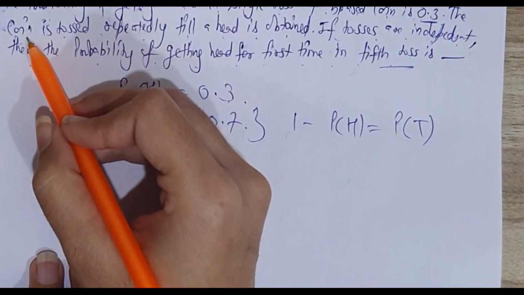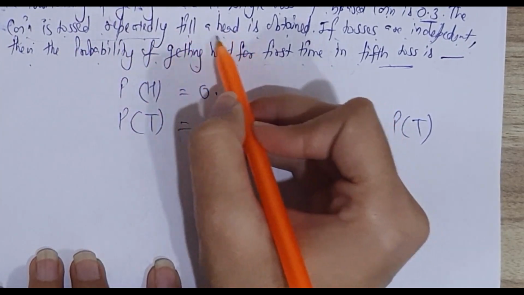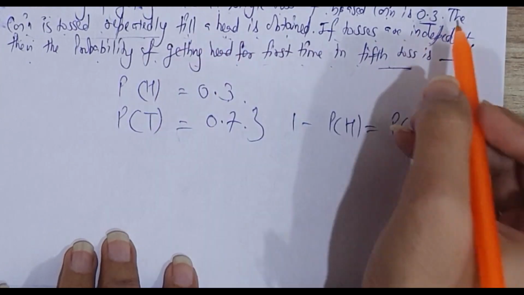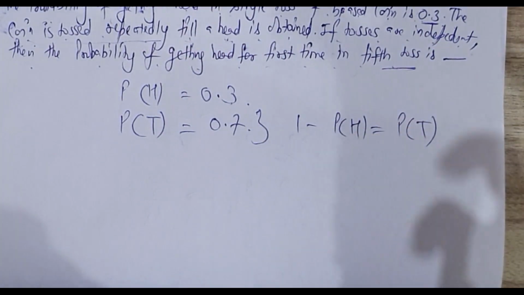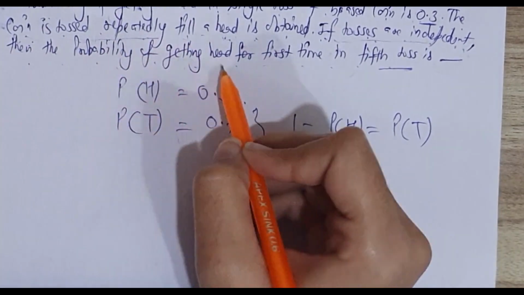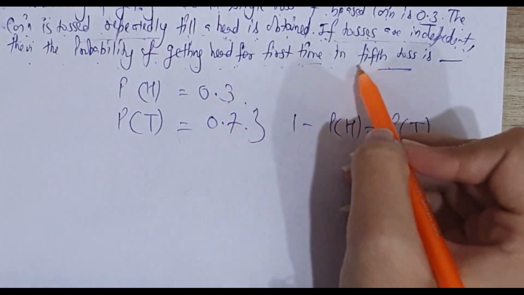They are saying the coin is tossed repeatedly till the head. We have to toss the coin repeatedly till the head comes. If tosses are independent, then what is the probability of getting a head for the first time in the fifth toss?